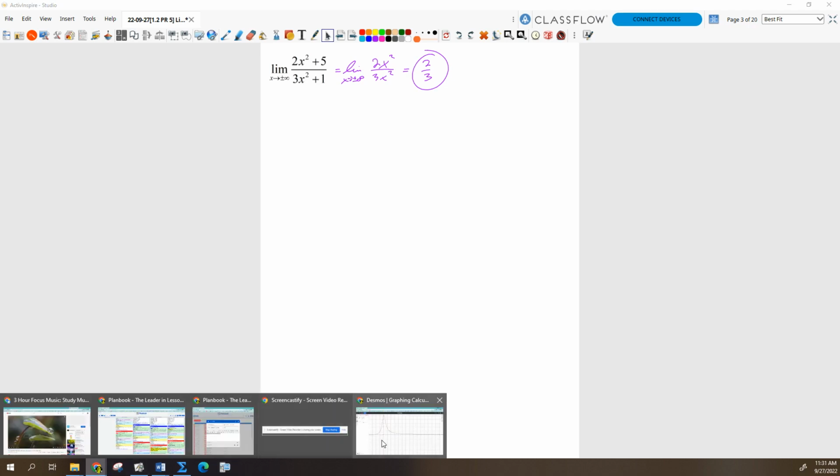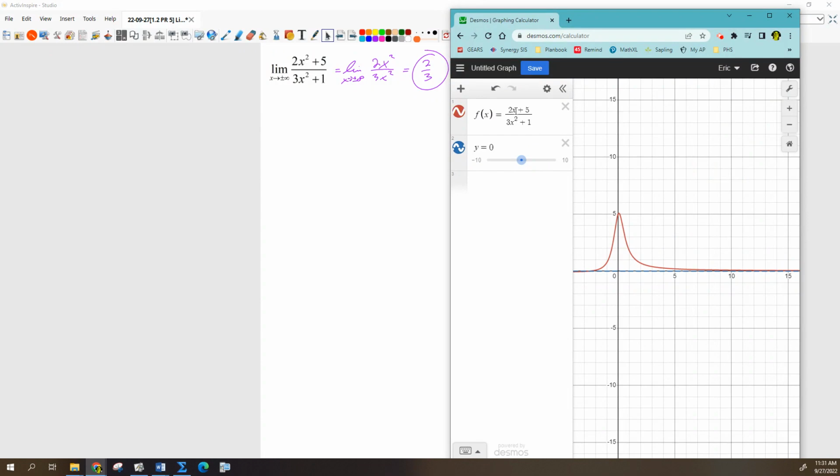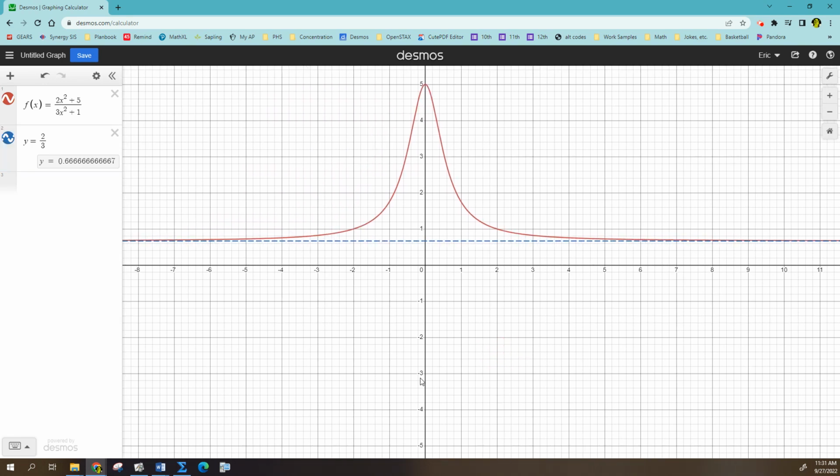If I go back and change the function here to 2x squared plus 5 over 3x squared plus 1. Now look what that does to the graph. Now I need to change that y-intercept to y equals 2, or that horizontal asymptote, and we can see it sticks to the function. Okay.